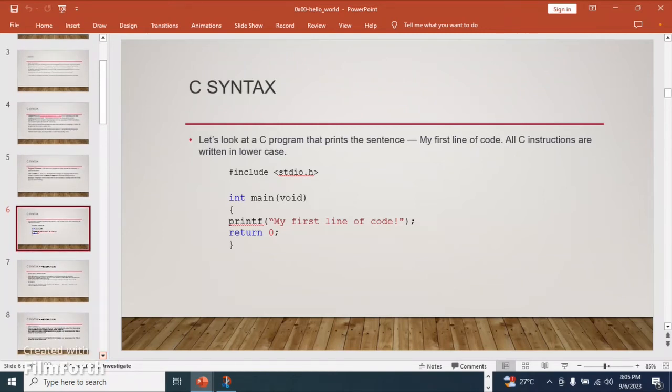Sorry, please. This printf, my first line of code, can you re-explain that? Printf is a function. There are many functions in C, and we'll talk about that. Don't worry, we'll talk about that. I just introduced them to you to whet your mind.